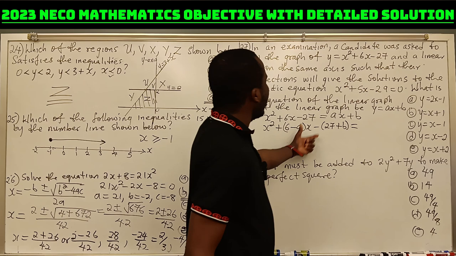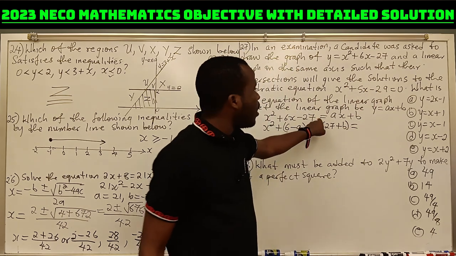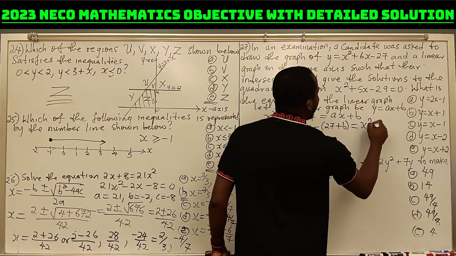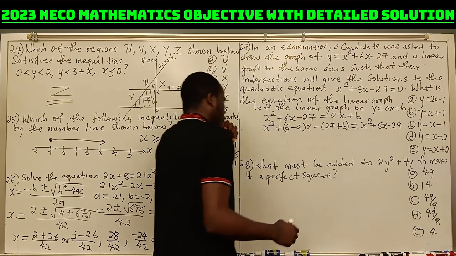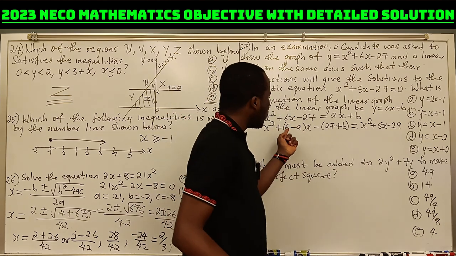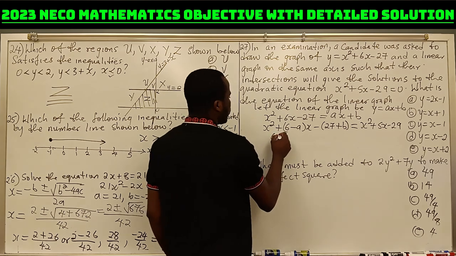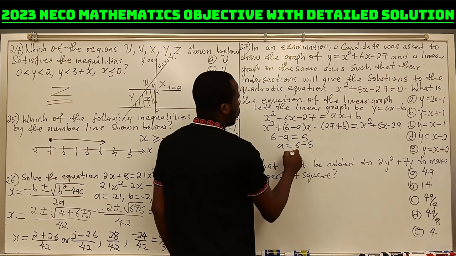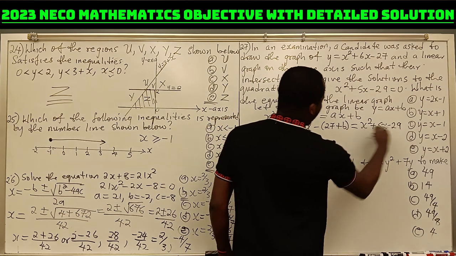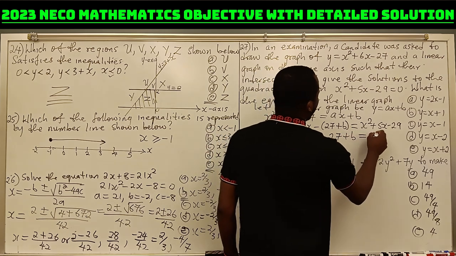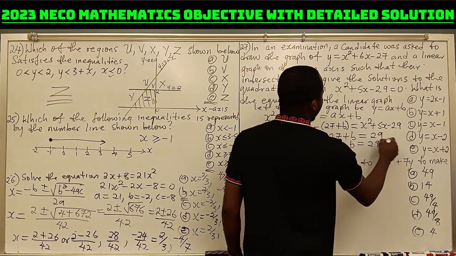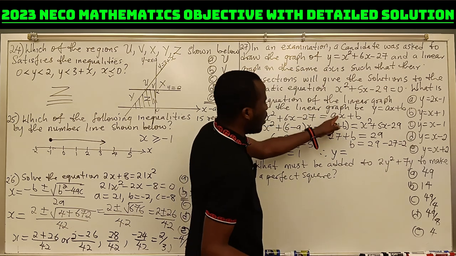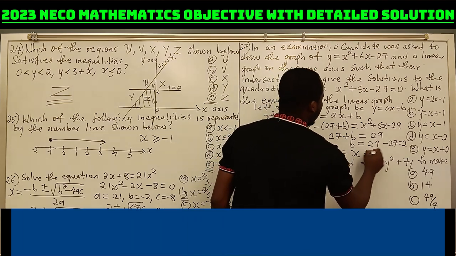They said their intersection, which is what we have written, gave rise to the quadratic equation x squared plus 5x minus 29. So these two are equal. It means 6 minus a has to be equal to 5, so that a will be 6 minus 5, which is 1. And also 27 plus b has to be equal to 29, so that b will be 29 minus 27, which is 2. Therefore, the linear graph will be y equals x plus 2, with a as 1 and b as 2, which is E.